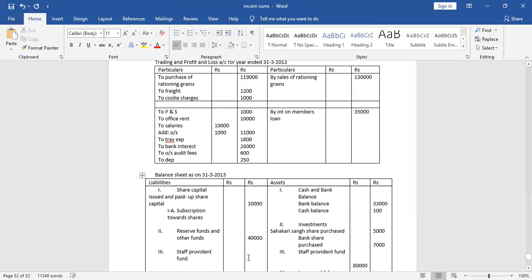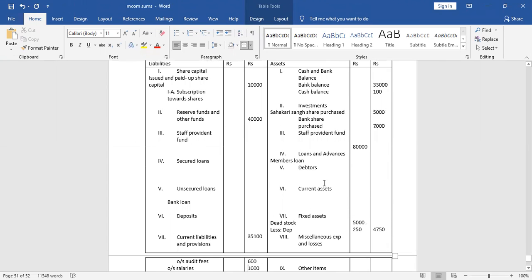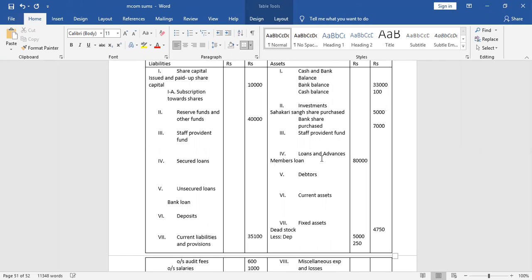Next what we have, bad debts 1500. So members' loan is written in the inner column, in that we will less RDD 1500. So this becomes 80,000 minus 1500, 78,500.